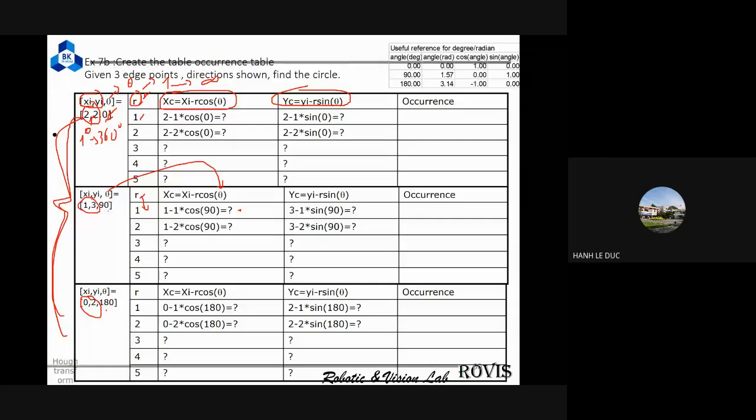So first is theta 0 and R is 1. So we replace this into the equation, right? And for this one also, R is 1 and theta is 90. Just replace 90 here and R equal to 1 here. We calculate the equation here, we calculate the xc here and yc here. Okay, so let's see the result.